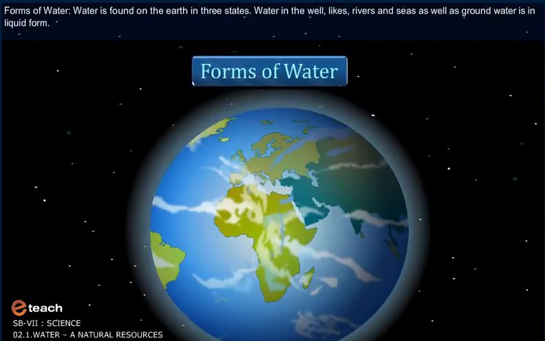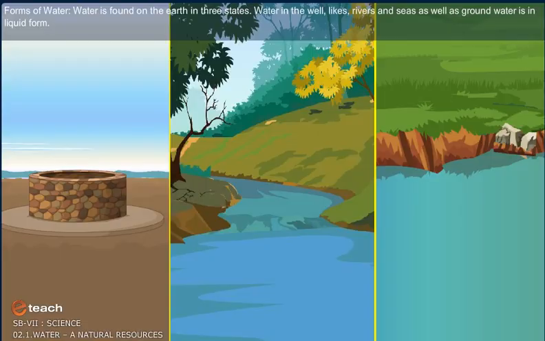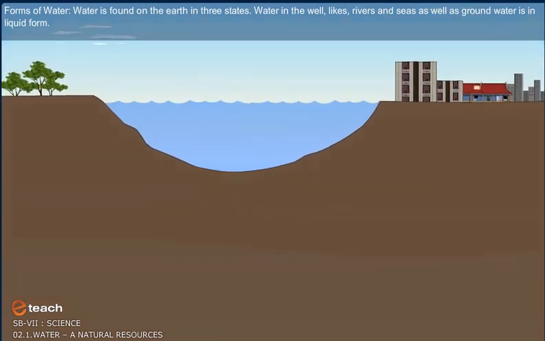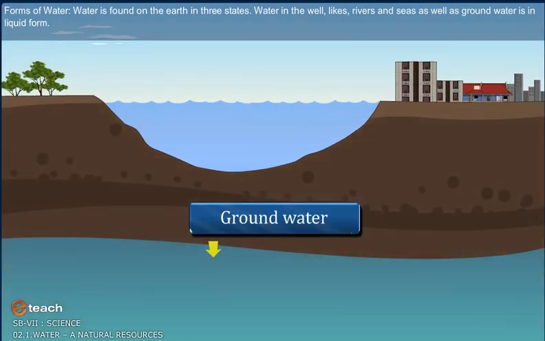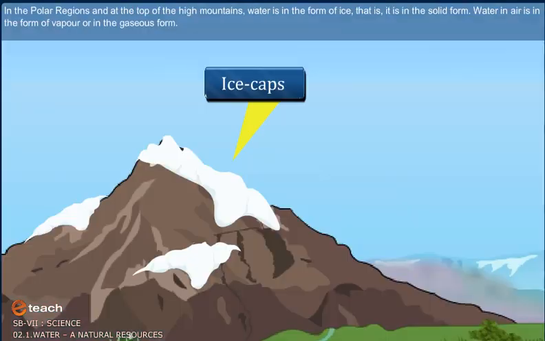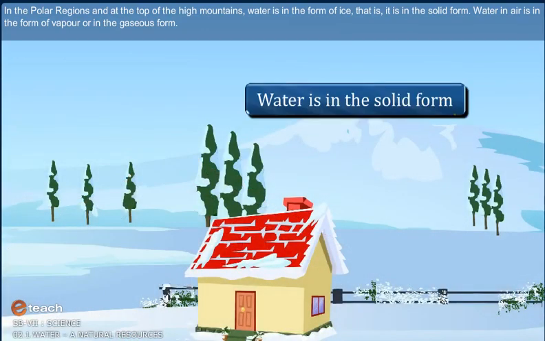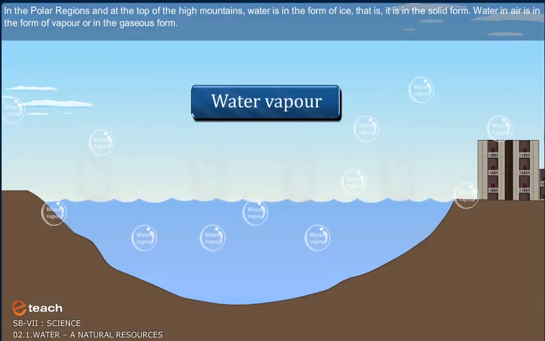Forms of water. Water is found on the earth in three states. Water in wells, lakes, rivers and seas, as well as groundwater, is in liquid form. In the polar regions and at the top of high mountains, water is in the form of ice. That is, it is in solid form. Water in air is in the form of vapor, or the gaseous form.